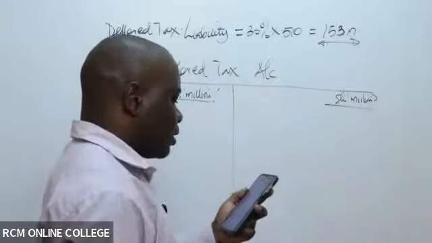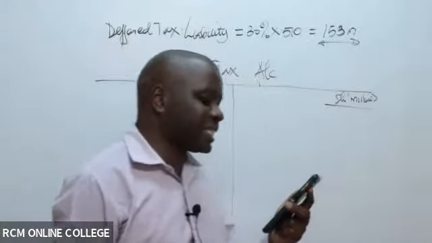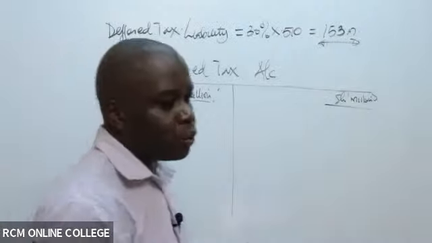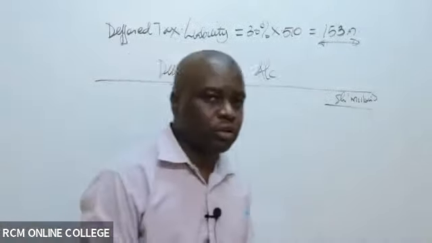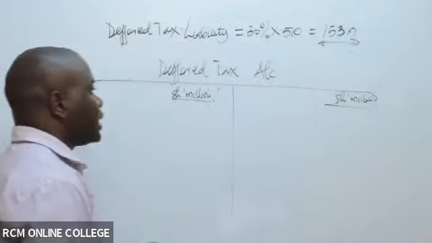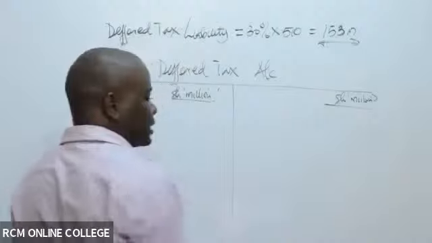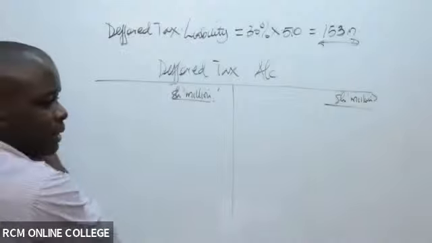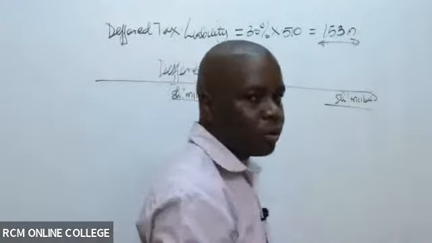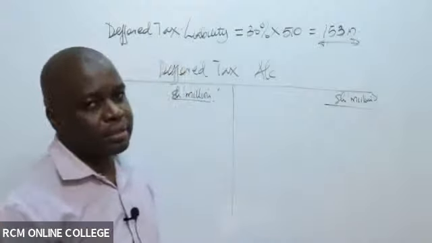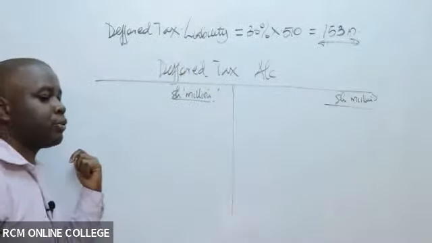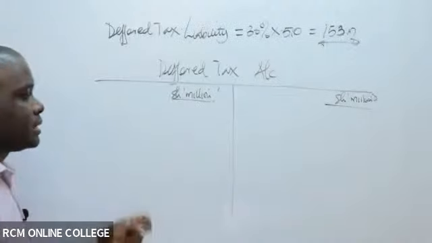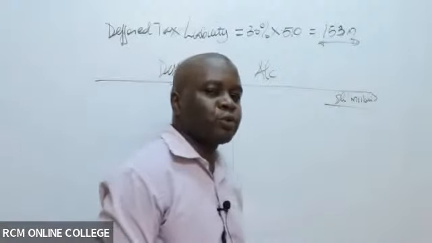So if you look at note number 6, you're told the deferred tax liability at the start of the year. Of course, a liability account always has a credit balance, so it will be this side. If it was an asset, it would be this side, with a debit balance. In this case, it was a liability.